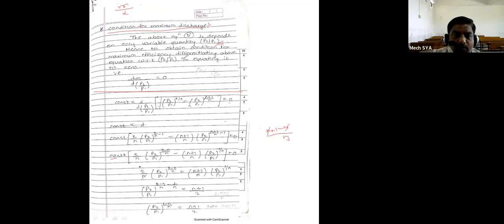Now this constant into 0, this constant is 0, and 0 divided by constant will become again 0. Therefore, this will become 0, and what we have to do? This we have to bring to this side, so it will become plus. So 2 upon n into P2 upon P1 raised to 2 minus n upon n is equal to n plus 1 upon n into P2 upon P1 raised to 1 upon n. This n and n will get cancelled. So finally, what are we getting now?